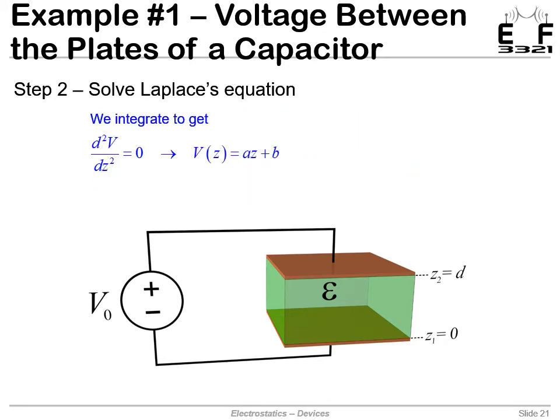Onward to the solution. So if we integrate this twice, we get the equation essentially of a straight line. So it's some linear function of z, and that makes sense because our potential should be varying linearly, but we have these constants a and b that we do not know, and this is where we'll apply those boundary conditions to figure those out.